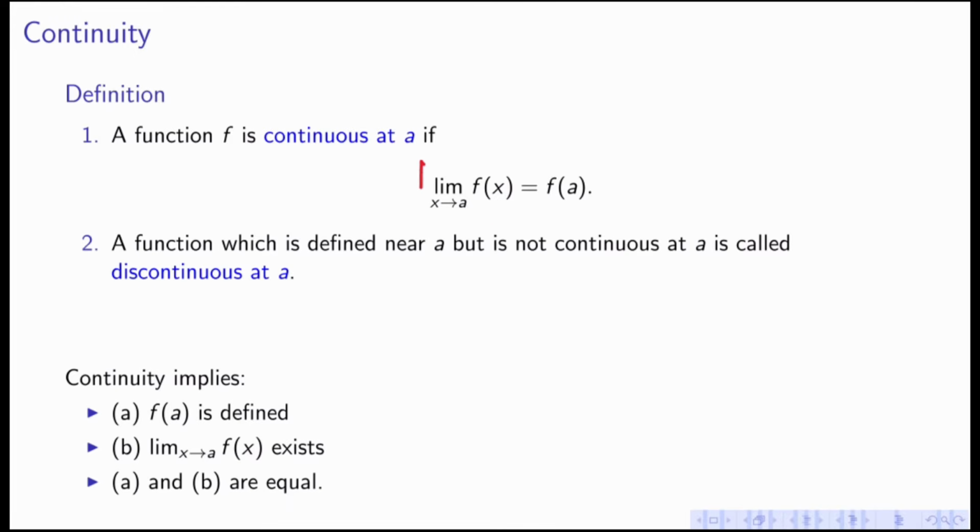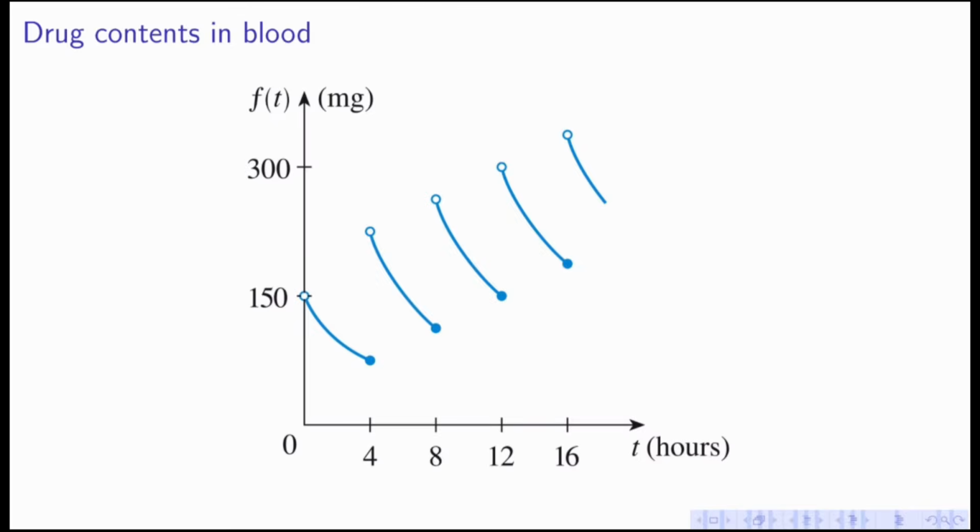This formula in the box here actually implies that f of a is defined, first of all. Secondly, that the limit as x goes to a of f of x exists. And then they must be equal. Let's look at one example.